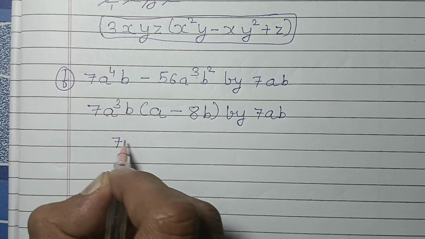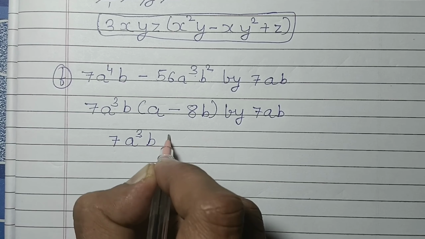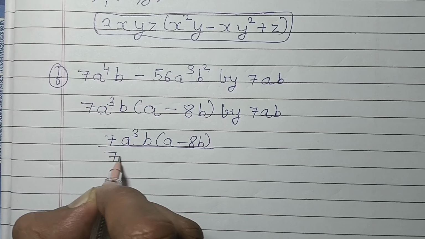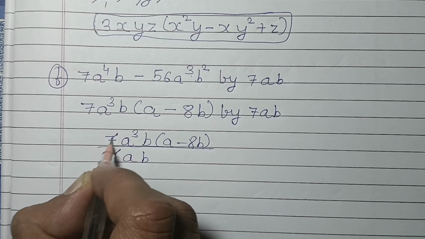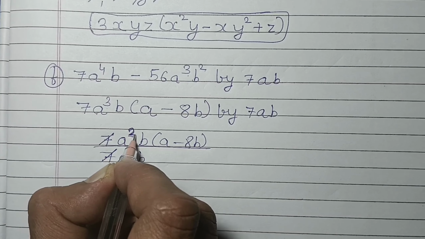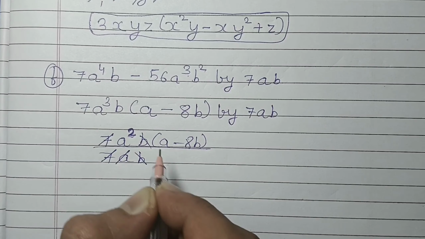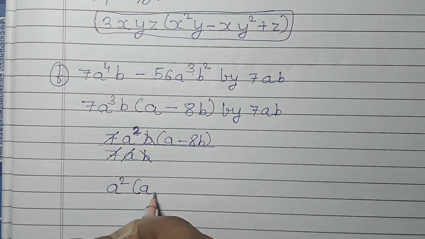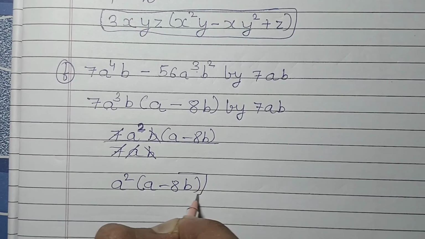So 7 a cube b into a minus 8b divided by 7ab. 7 will be cut, a will be cut one time, so a square will be remaining and b will be cut. So here the remaining terms are a square into a minus 8b.